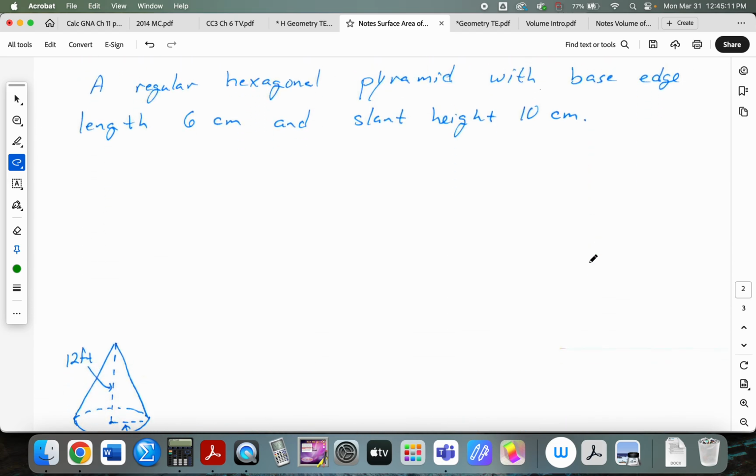So a regular hexagonal pyramid with a base edge length of 6 centimeters and a slant height of 10 centimeters. All right, so they didn't draw the picture this time, but I can draw a hexagon. Each of these sides is 6. So the perimeter, there are 6 sides at 6 each, is 36. The area of our base, and this is the base, it's a hexagon, so it's 1/2 apothem times perimeter. So I've got to figure out what the apothem is. I already know the perimeter.